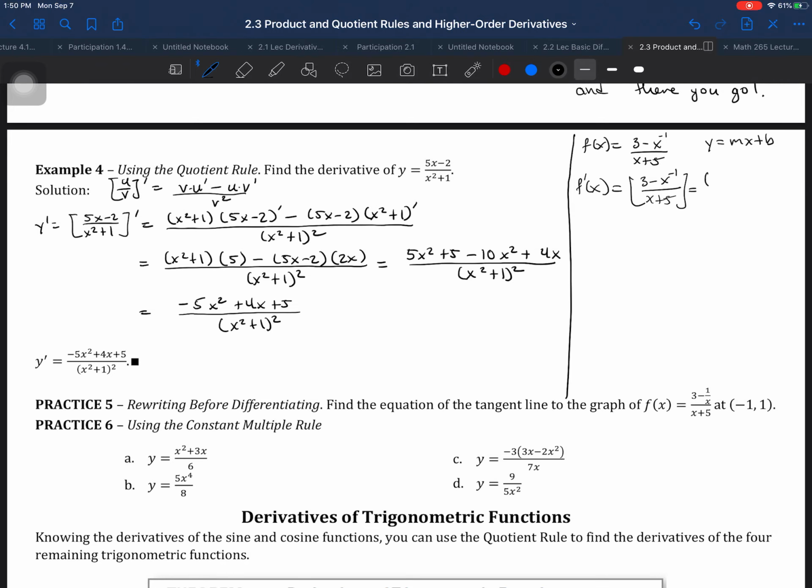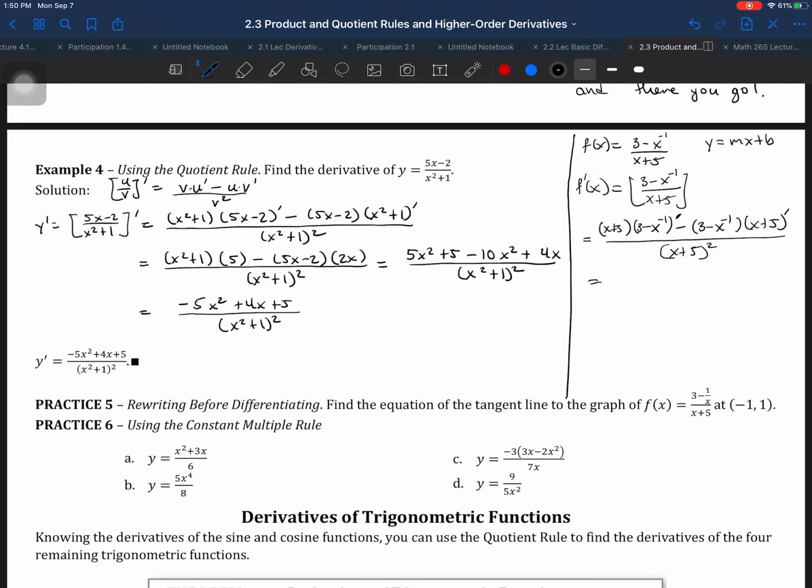So it'll be low d high. Oops, I don't think this is gonna fit. Let me do this here on the bottom. Okay. Low d high. Sorry, I almost forgot my prime. Low d high minus high d low. So derivative low. Square the bottom, there you go.